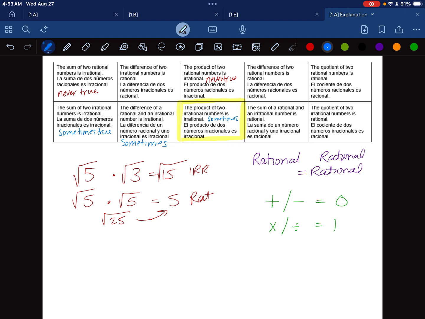I only went through some of them because I want to keep the video short. But that's kind of our rationale: can you find a case which will cause it to be rational or irrational?